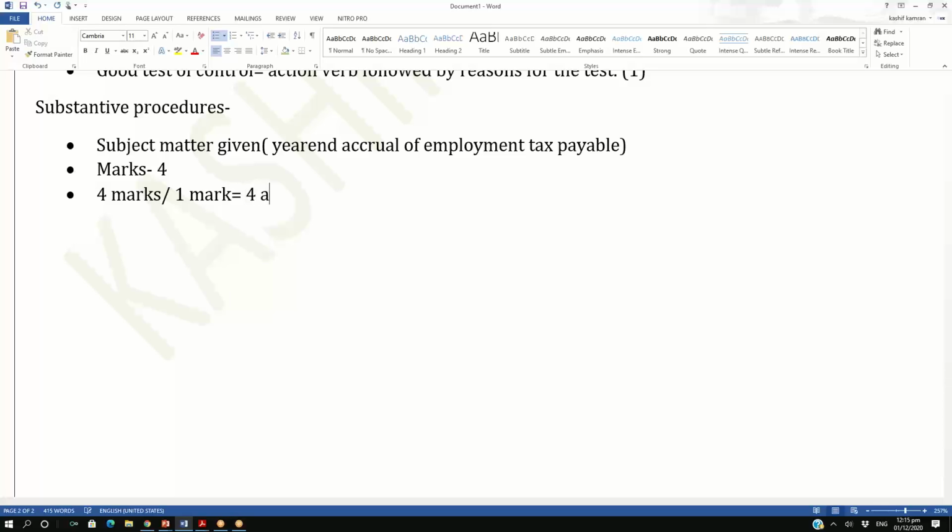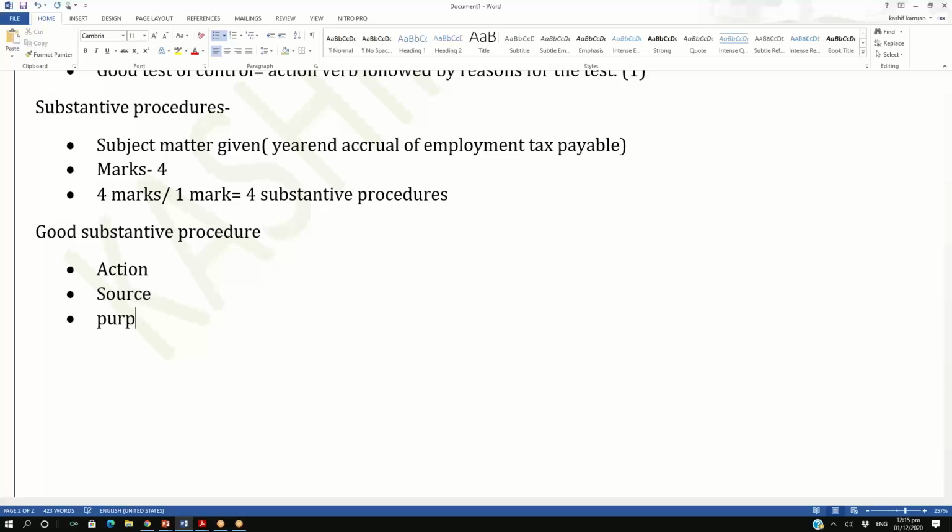So this is equal to writing 4 substantive procedures. Now, before I demonstrate that, when you're writing 4 substantive procedures, you need to remember what a good substantive procedure is. A good substantive procedure in the exam is one which has an action, which has a source, which has a purpose, right? And it's case specific if possible, because the examiner will give you a short case followed by substantive procedures, right?